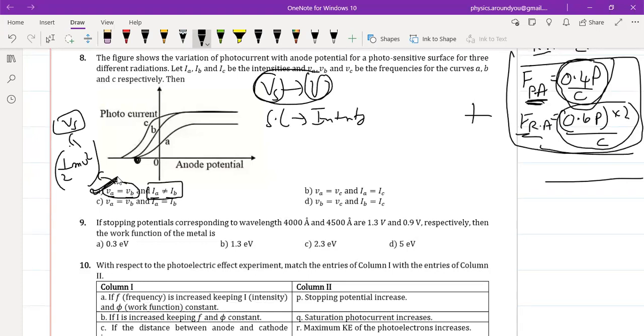Since this is not a multiple correct type, if I hit gold in the first option, I won't even bother to go to B, C, and D and check. The first option itself is correct. Now, nu A equal to nu B and IA is not equal to IB, since their saturation currents are different, so the intensities are not the same. What can I say about B and C? For B and C, the saturation current is the same, therefore IB equal to IC, but their stopping potentials are different, so nu B is not equal to nu C. No such option exists; it is just for our understanding. So that is for question number 8.